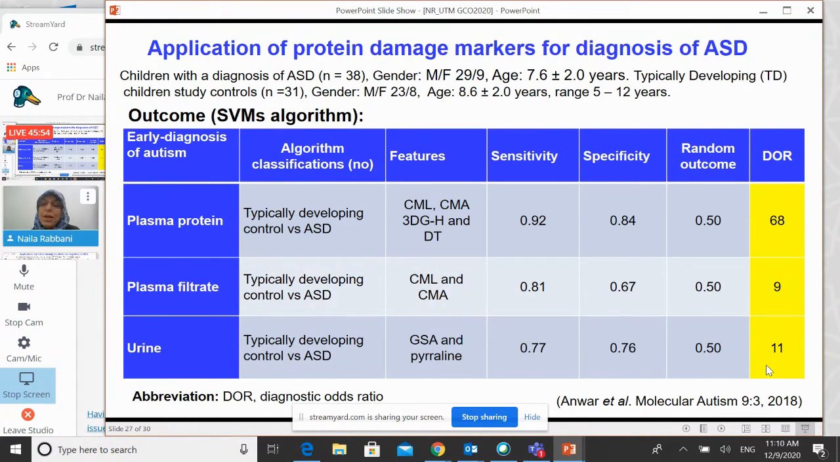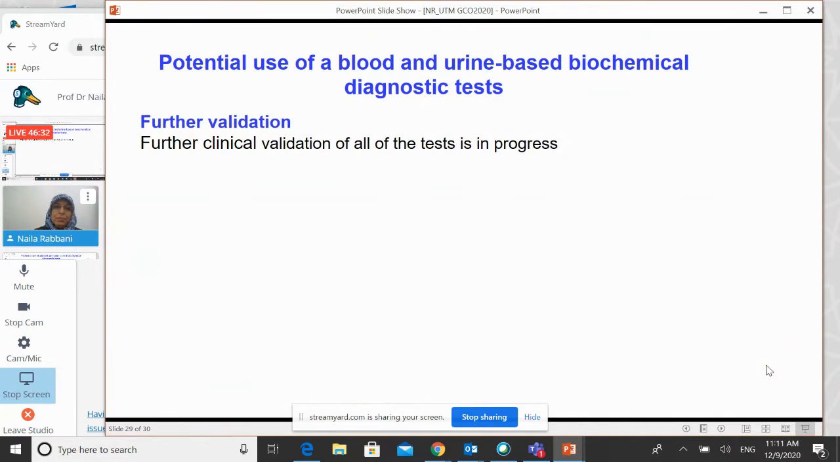So using blood tests, we could diagnose with these biomarkers within a week, and at least we can identify who might have ASD, rather than waiting for years to get the referral, based only on qualitative measurements. This robustly quantitative measurement can give you a very high diagnostic odds ratio. So, as I said, diagnosis of ASD could be done with blood tests within 7 days. That is the potential use of a blood and urine-based biochemical diagnostic test I have just shared with you.